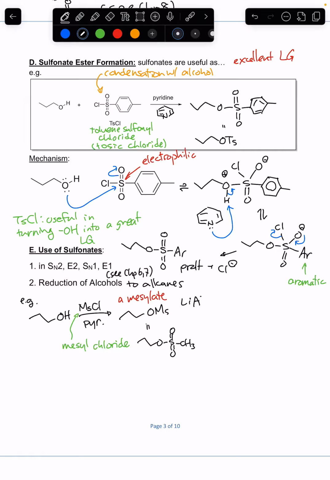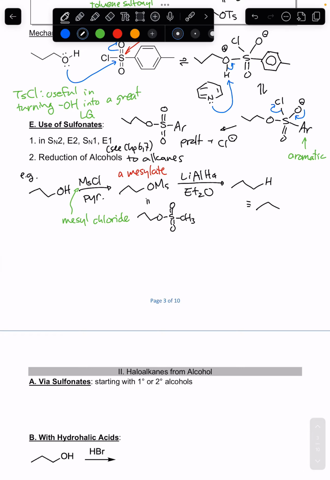you could treat this with lithium aluminum hydride, which is a very strong source of hydride. If you recall, a good solvent for that would be ether. And you could replace that oxygen with hydrogen, which is the same thing as just propane, the alkane. Now, you might be wondering, could we have done this with tosylate? Yes, of course. You could have used tosyl chloride here instead. I just used mesyl chloride for variety.